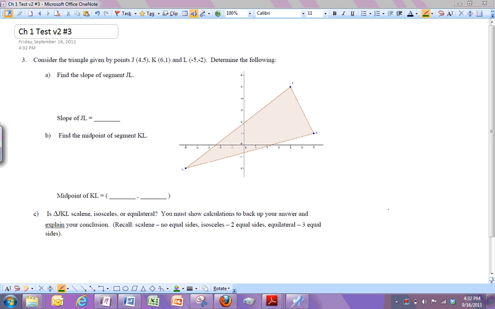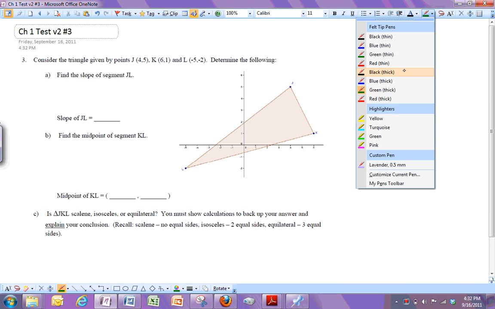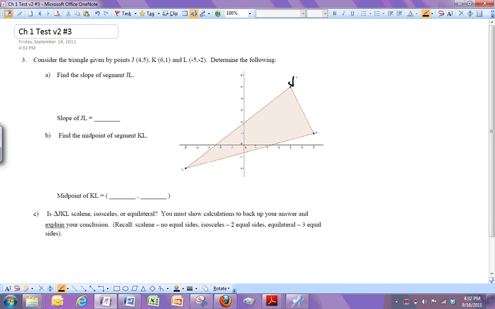All right, Chapter 1 test, version 2, number 3. So we're given this triangle, JKL, and I'm going to make these letters bigger because I can't deal with the little guys. So J is 4, 5. I also like to label the coordinates on there. K is 6, 1, and L is negative 5, negative 2. Okay, now I can see that easily.